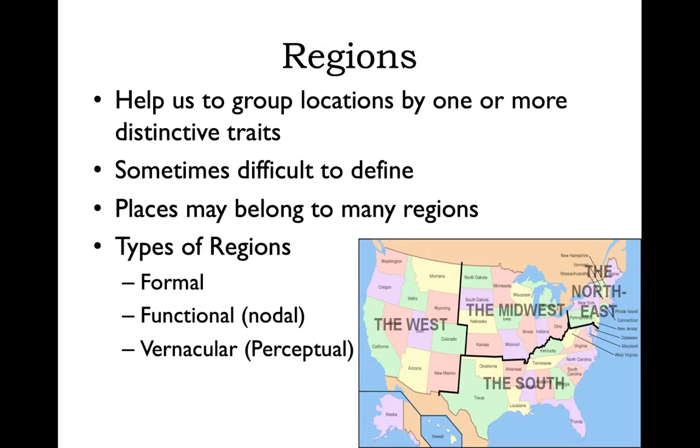Regions help geographers group locations by one or more distinctive traits. Sometimes regions can be very difficult to define. Other times, they're very easy to define. And a place may belong to many different regions. There are 3 main types of regions: formal, functional, and vernacular.